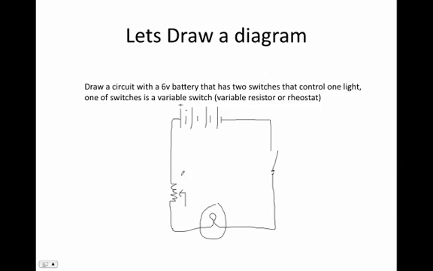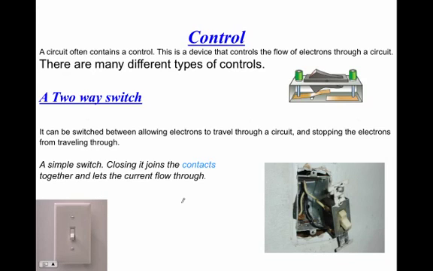So you can dial this. This represents a variable resistor, so you could make kind of like a volume control on a radio. You could adjust this to control and slow down the flow of electrons. So let's look at switches.